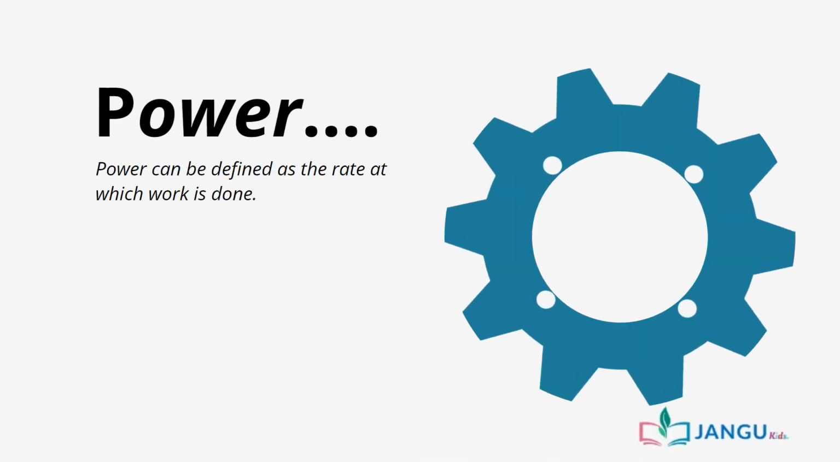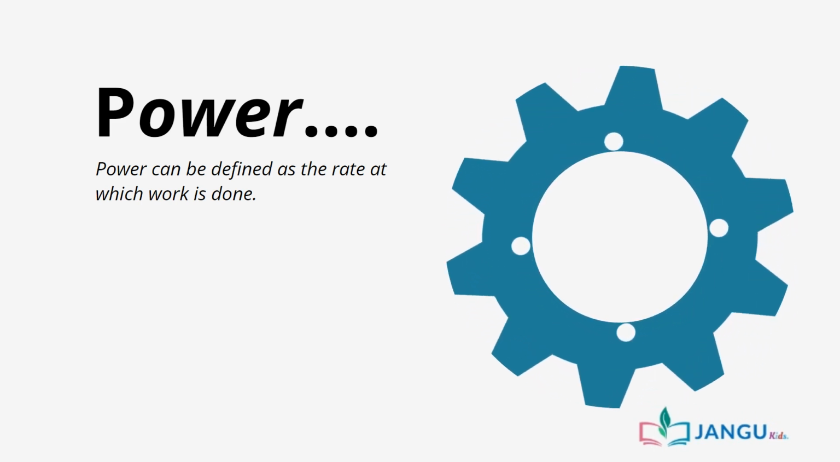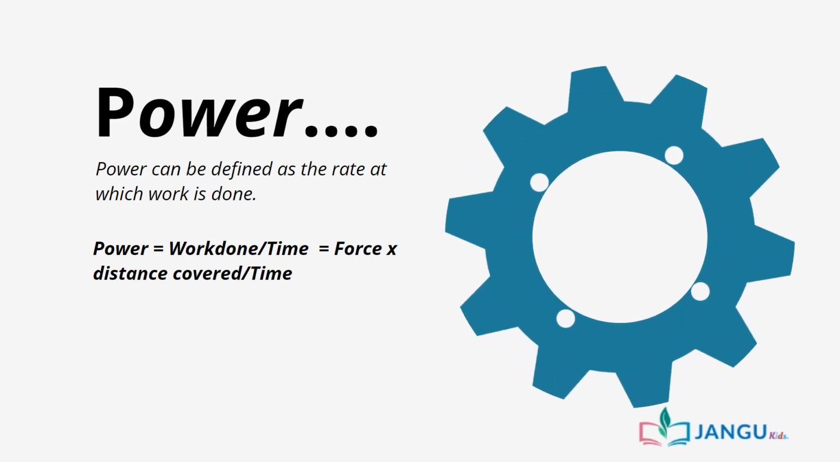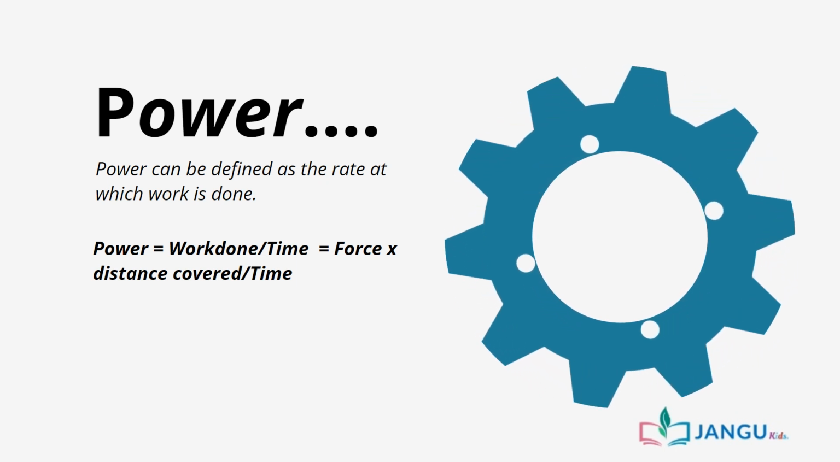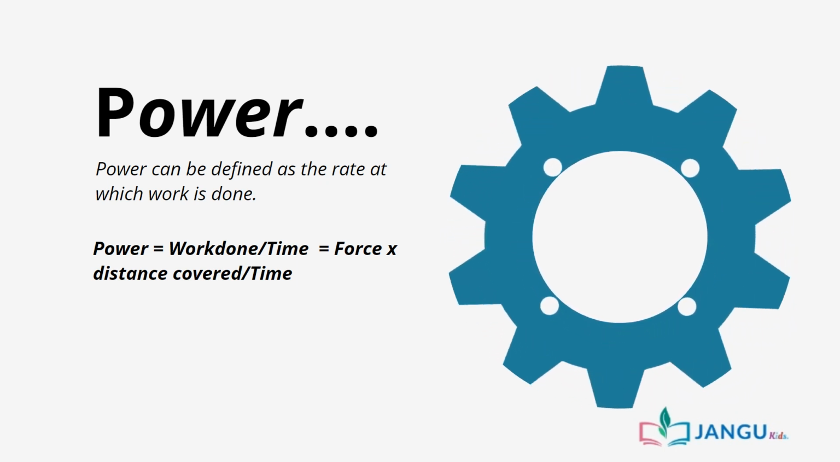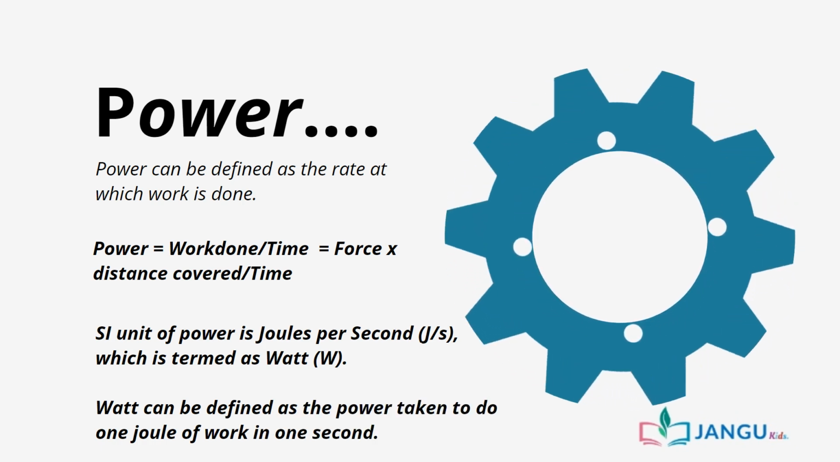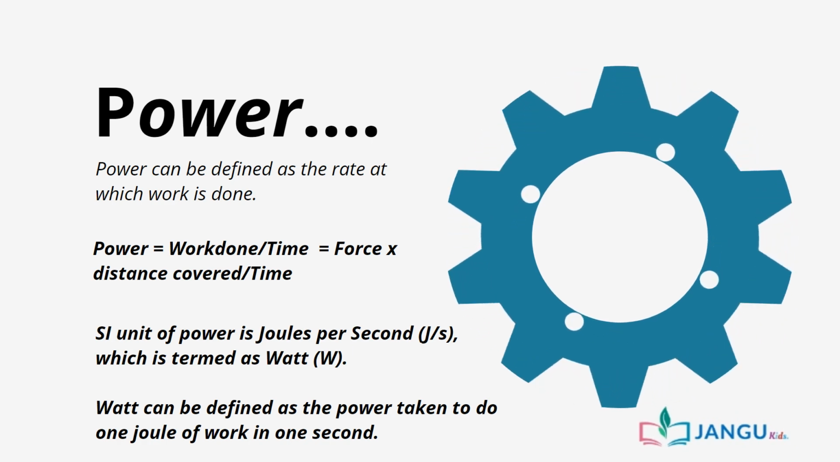Next is power. Power can be defined as the rate at which work is done. The formula for calculating power is power equals work done over time, equals force times distance covered over time. The SI unit of power is joules per second, which is termed as watt. Watt can be defined as the power taken to do 1 joule of work in 1 second.